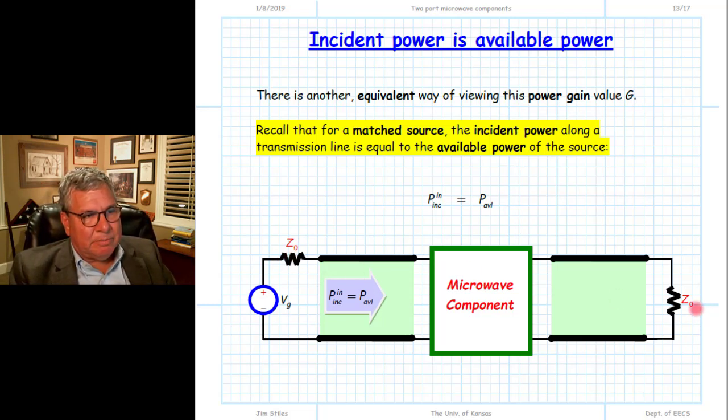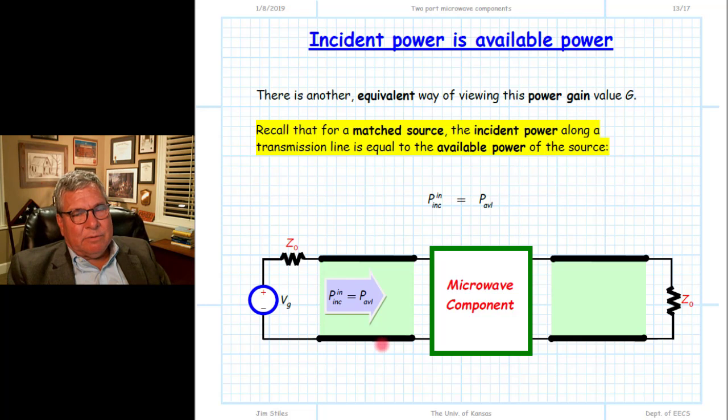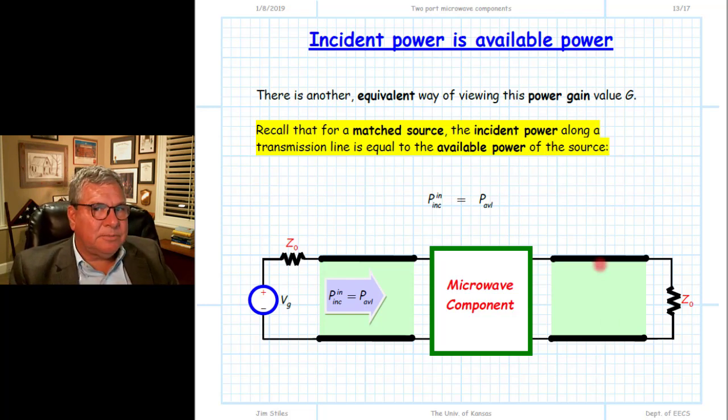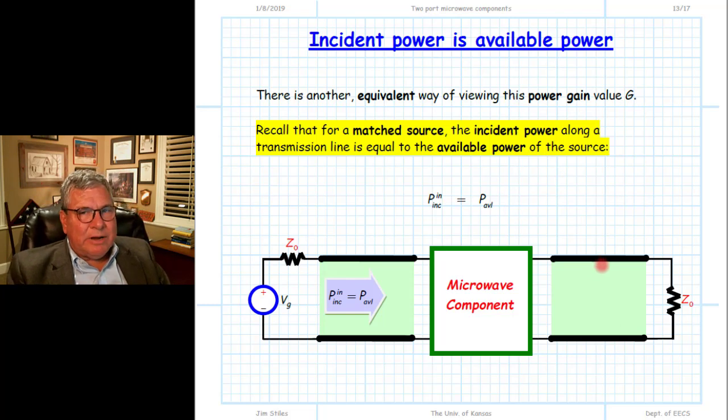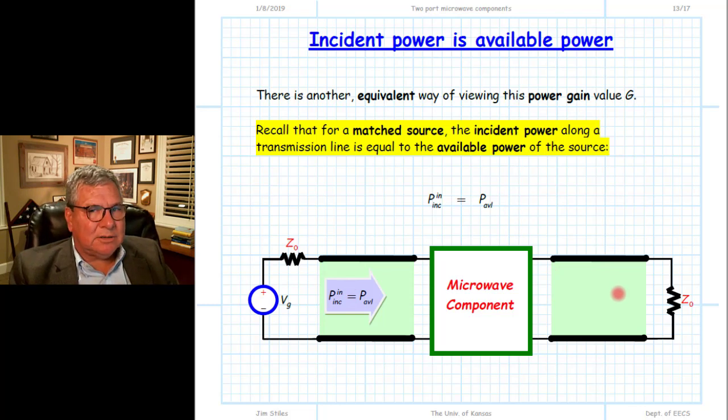Just like the load impedance is transformed to an input impedance of Z0, the source impedance is transformed to a new source impedance of Z0. So really this is the same circuit that we've used before. But by writing it this way, it allows us to consider the incident and reflected wave on each of these two transmission lines. We're able to then go back and redefine our gain in terms of the incident and reflected waves on those two transmission lines.